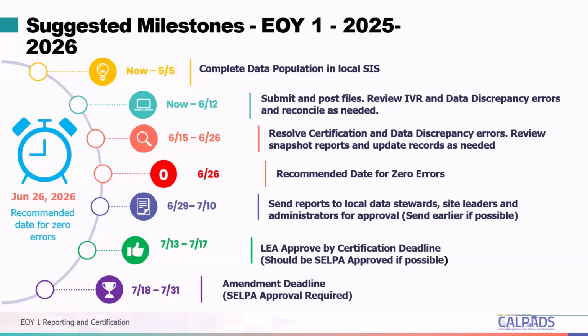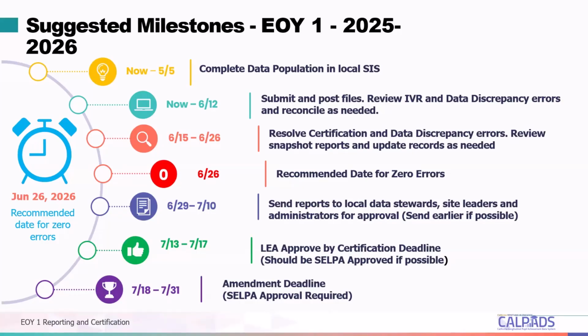The snapshot. We would expect you all to be submitting files and populating data in CALPADS until 6/12 or until you have your final records available. This, of course, depends on when your school year ends. 6/15 to 6/26, in a perfect world, you would be reviewing certification errors and resolving data discrepancies, looking at snapshot reports and updating records as needed. At 6/26, this is the recommendation date for zero errors. Of course, the academic year is still not over.